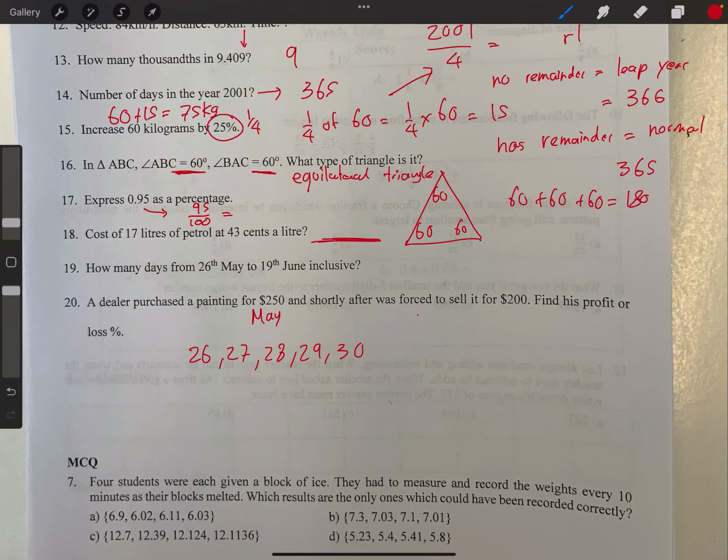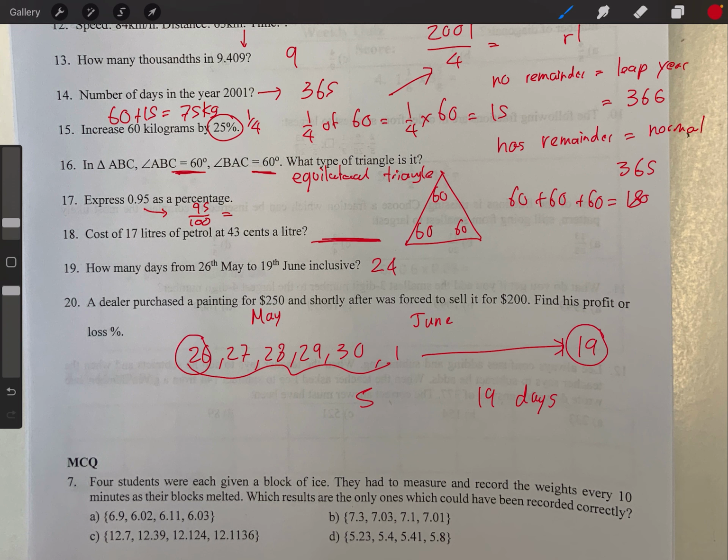May, and then June. June goes from 1 all the way to 19. From 1 to 19, there should be 19 days. There's 19 days right there. Plus with all of this, we got 1, 2, 3, 4, 5. 19 plus 5 is 24. Inclusive just means that we include the 26 and the 19 as well. So there should be 24.